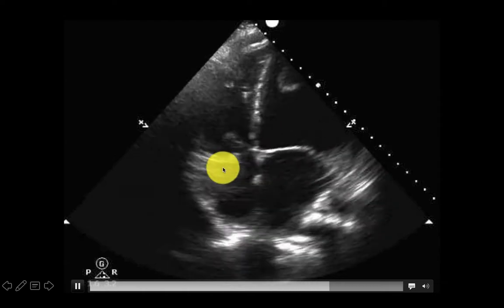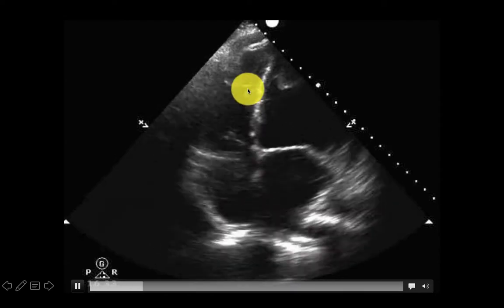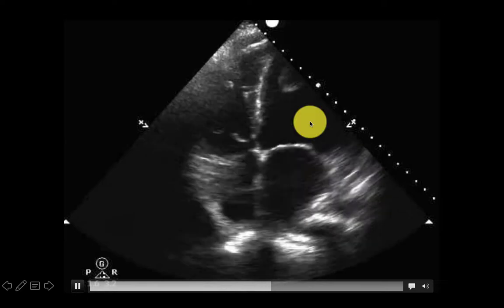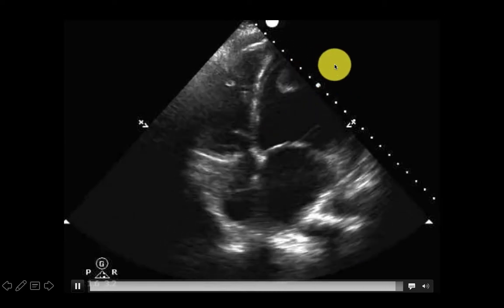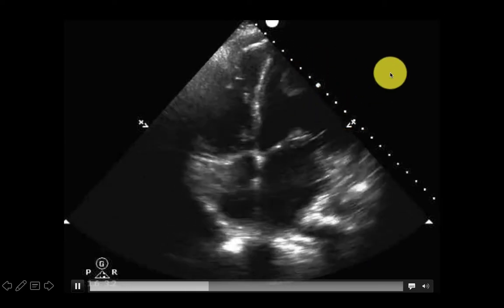So again, this is the right side of my heart. You notice the tricuspid valve here sits closer to the apex than the mitral valve. And you're noticing that the walls of the LV themselves don't really appear to be moving all that much.